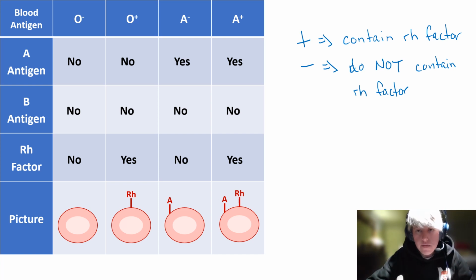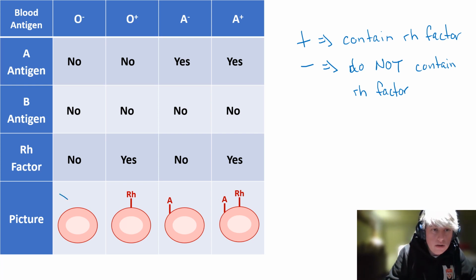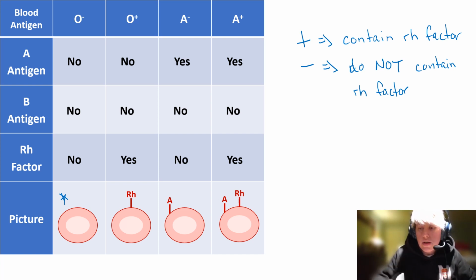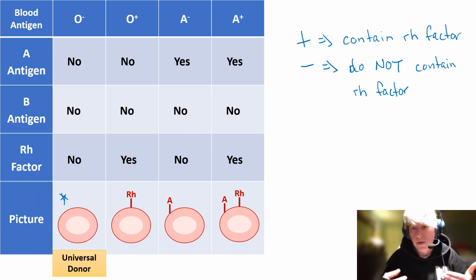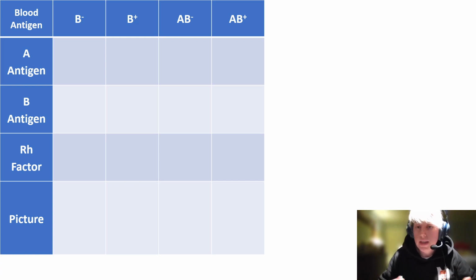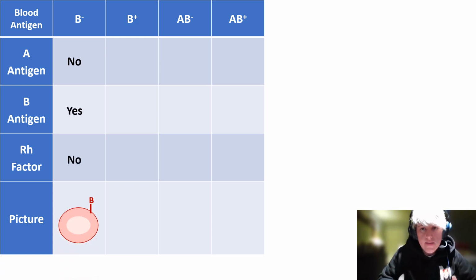Now, of the first 4 blood types, one that's particularly important to note is O negative. And O negative is known as the universal donor. We're going to go into a little bit more detail about this in a few minutes. Now, if we look at the next 4 sets of blood types, we have our B blood groups. So B negative would only have the B antigen. So no A antigens and no rhesus factor. So it would just look like a red blood cell with our B antigen on it.